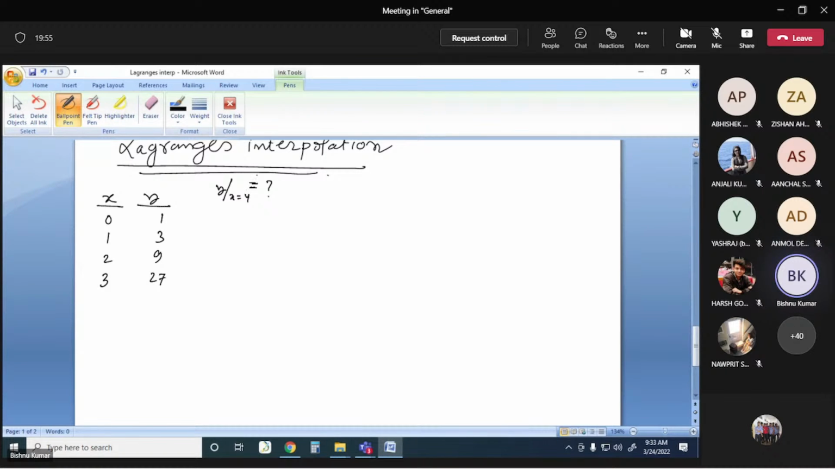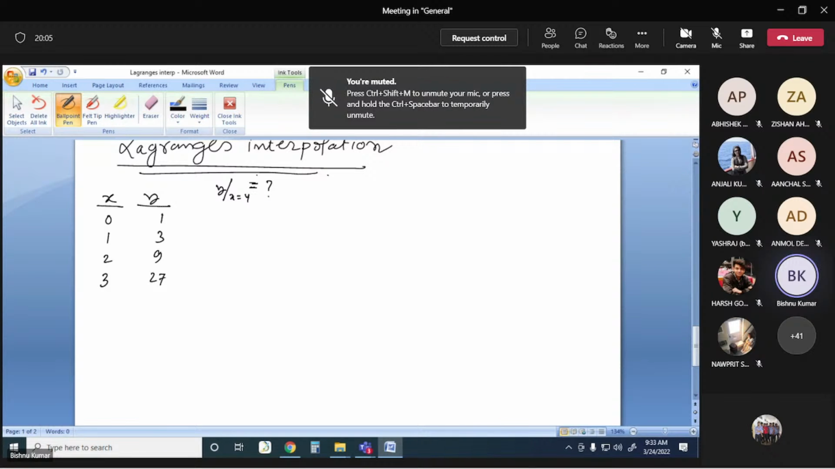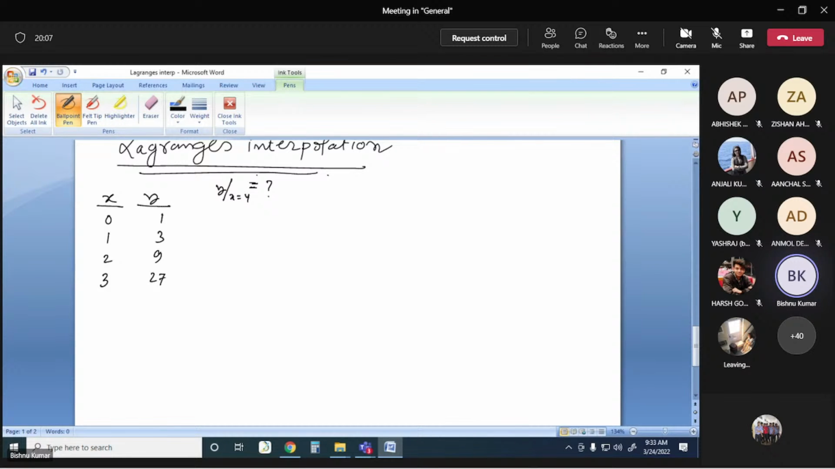Besides that, in backward interpolation, what was the result there? Somebody must have got the result somewhere. This type of example I am dealing with every time.